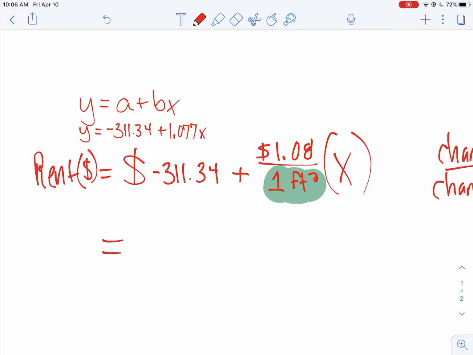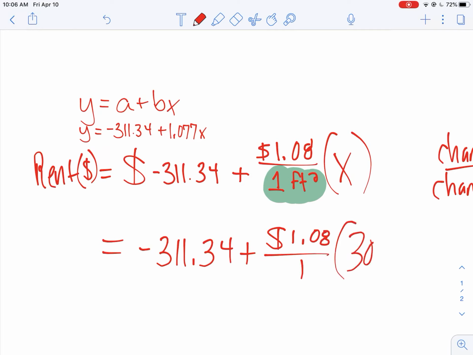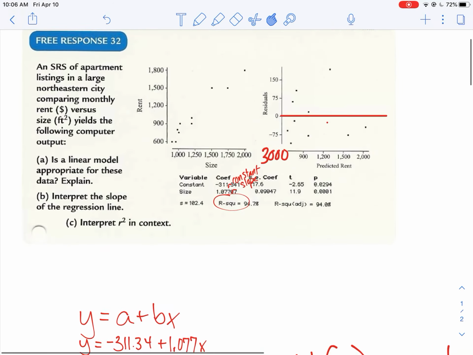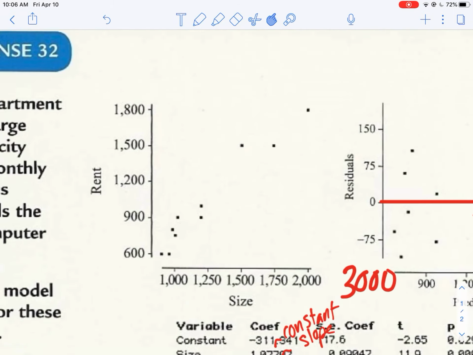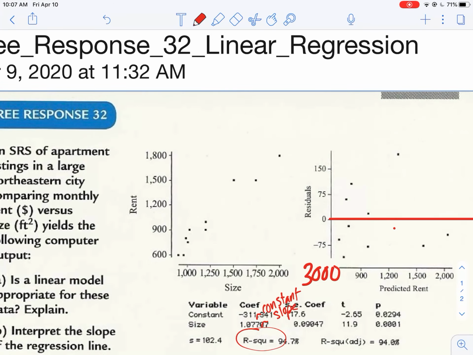So an example of that would be if I wanted to figure out the rent for a 3,000 square foot apartment, I'd be starting out with negative $311 plus an additional $1.08 for every square foot for 3,000. That would be extrapolating because I'm going way beyond my data here. That would be plugging that in and then trying to figure out my rent based on that. It might be accurate. We don't know, but that's the thing. With extrapolation, you're taking a big chance and you really don't want to do that.